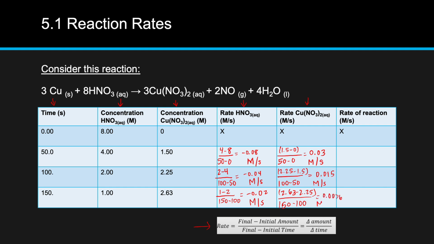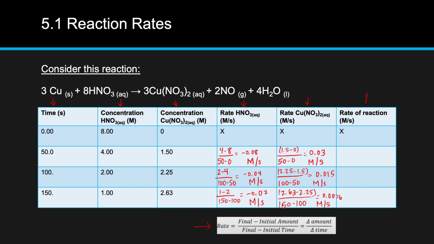0.0076 molarity per second. So now for our rate of reaction, it can be defined in many ways, but the most common way to calculate that is going to be to take the rate of that reagent and divide it by the coefficient number. So if you are using HNO3 to find your rate of reaction, that means it's going to be a negative number, right? Because your concentration is moving away from that reagent. However, if you're using your rate of product, you're going to have a positive rate of reaction.